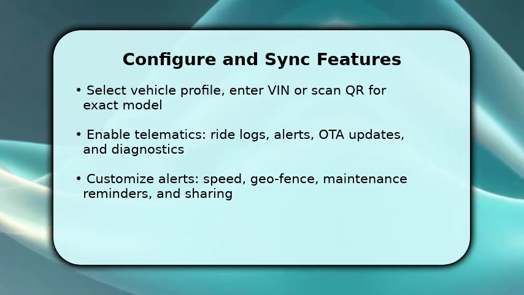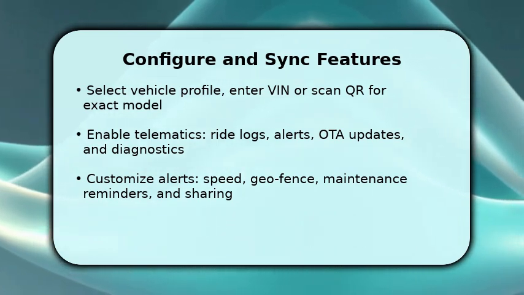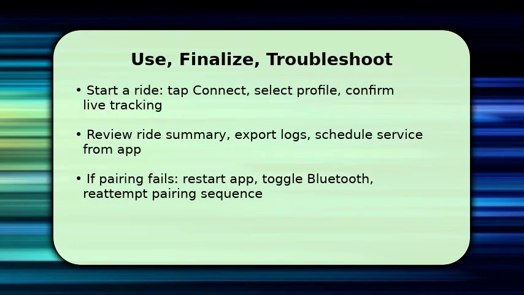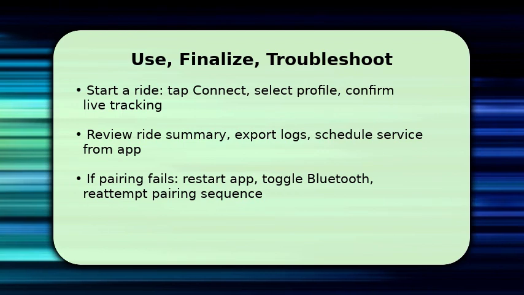Once finished, by using the app daily, tap Connect, choose the vehicle profile, and confirm live tracking shows speed and location. After rides, review summaries and export logs for maintenance or insurance needs, and schedule service appointments directly in the app when prompted. If something goes wrong, try the key troubleshooting tip.